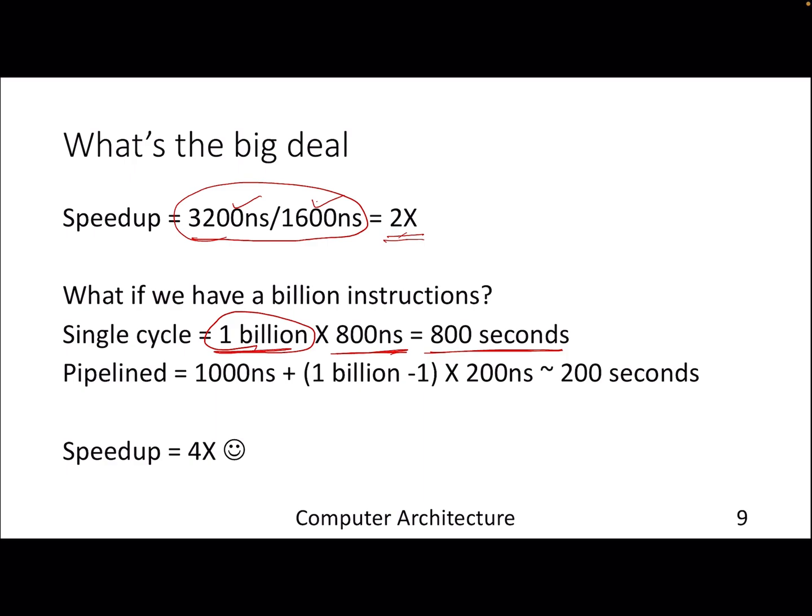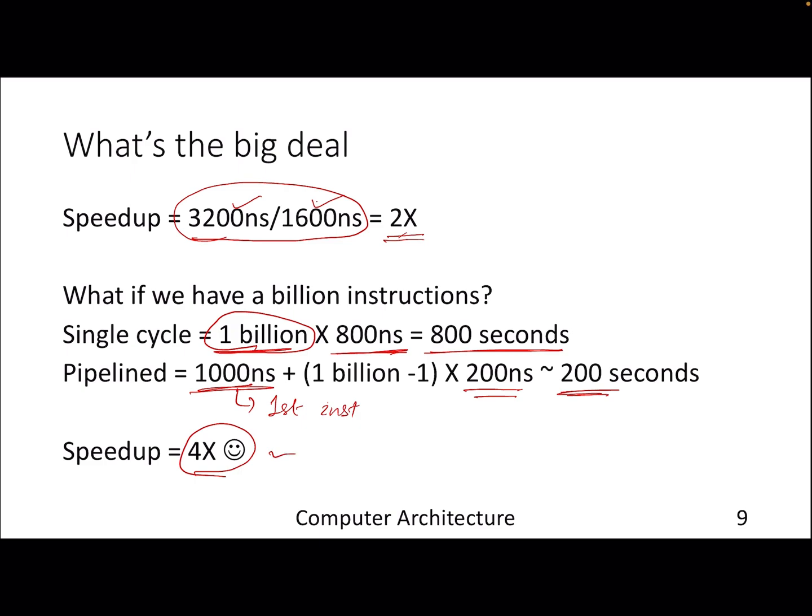But with the pipeline design, as we have already seen, the first instruction will take just 1000 nanoseconds, and the rest of the instructions will take just 200 nanoseconds each. Remember, we are dealing with billions here. So overall, this number is approximately 200 seconds. So we are getting a speedup of 4x.